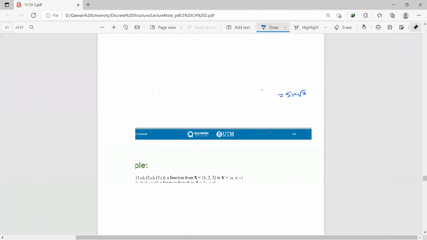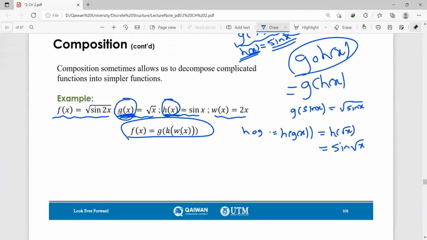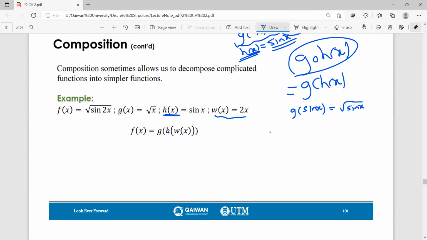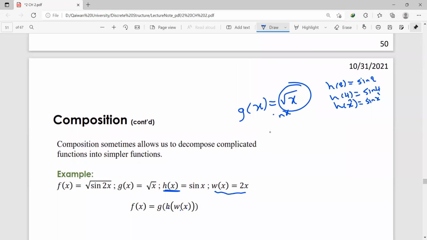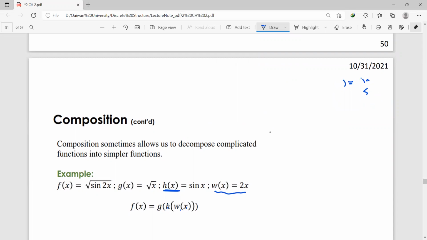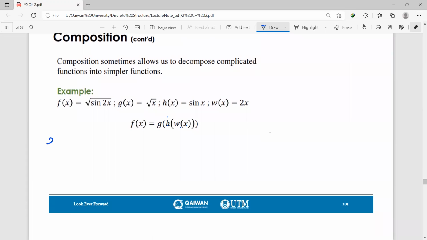So it's how to find the composition of two functions. Here we have given three functions, and you should find their composition. It says G of X is square root of X, H of X is sin X, and W of X is 2X. And you should find G of H of W of X. Let's find it.